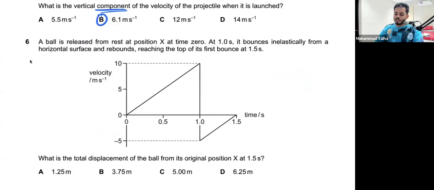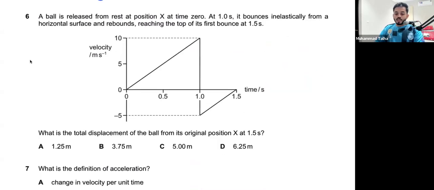Next, a ball is released from rest at position X at time 0. At 1 second, it bounces inelastically from a horizontal surface and rebounds, reaching the top of the first bounce at 1.5 seconds. This is a velocity time graph. That's the first thing to identify. And I know that the area under this graph is the displacement.